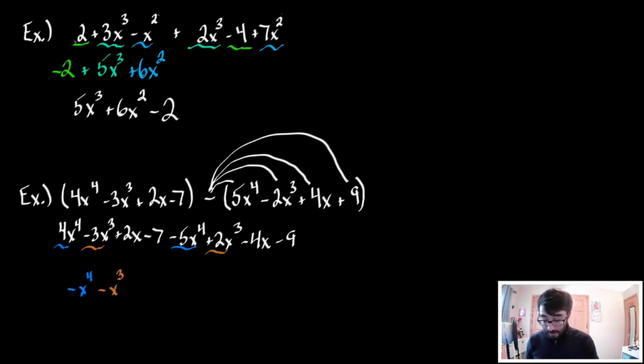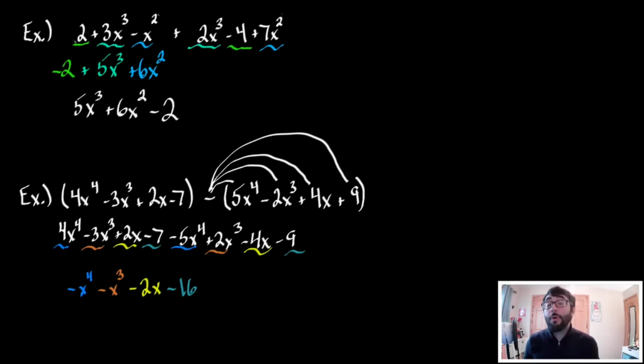From here, I have a positive 2x and a -4x, so that's going to be a -2x. And from there, I have -7 and -9, which is going to get me -16. So this is a very negative polynomial, okay? But if we notice, this is already in descending order, hence standard form, so this would be our final answer. So -x to the fourth minus x cubed minus 2x minus 16 would be our final answer.